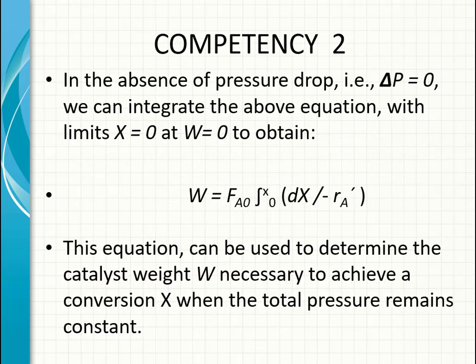In the absence of pressure drop, that means delta P equals 0, we can integrate the above equation with the limit x equals 0 at W equals 0 to obtain W equal to Fa0 times the integral from 0 to x of dx divided by -ra prime. This equation can be used to determine the catalyst weight necessary to achieve a conversion x when the total pressure remains constant. There is no pressure drop.